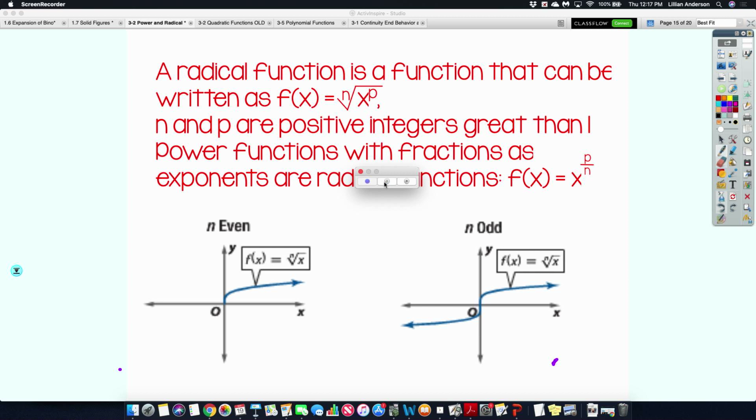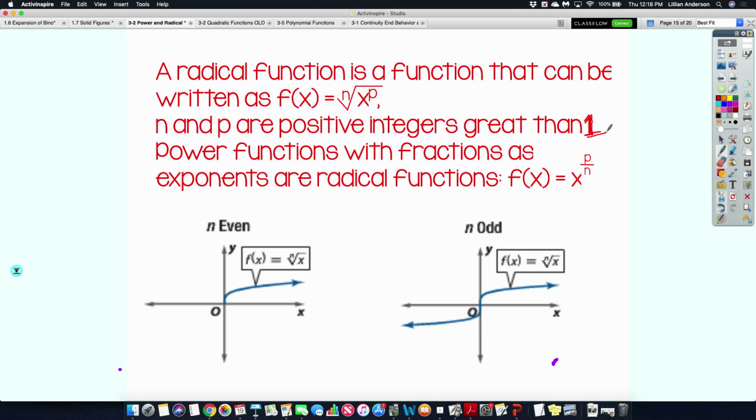Radical functions, okay? A radical function is a function that can be written in the form of, as you can see, a radical, where the index is an n and the exponent is a p. Okay? N and p are positive integers greater than 1. So n and p are positive integers. You're not going to be dealing with any negative square roots here, or negative indexes or anything like that.